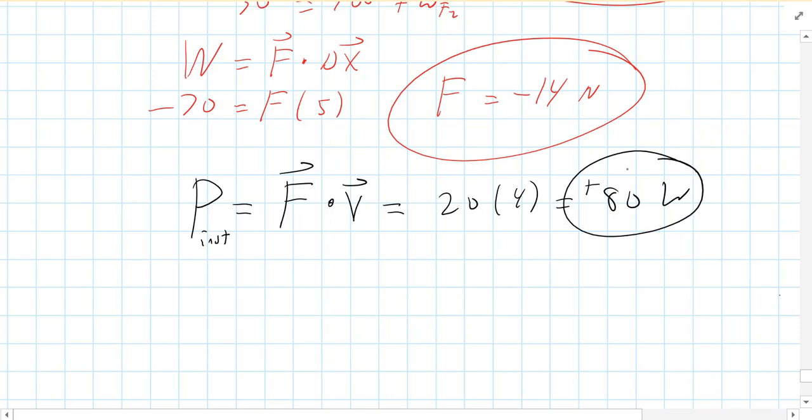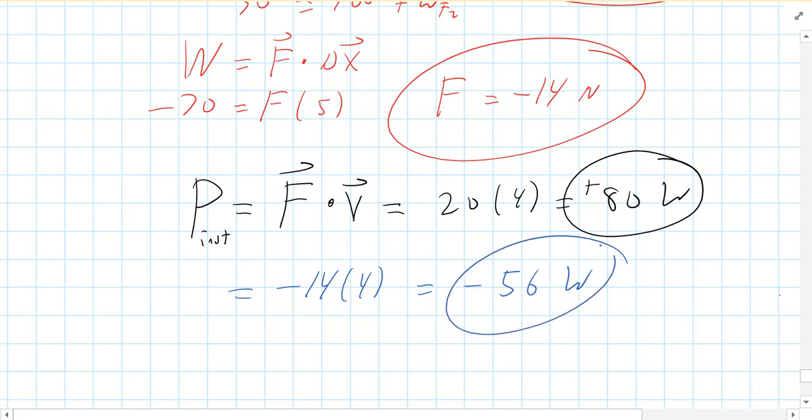And it's positive. The positive means that you're adding energy. That force is adding energy to the block at a rate of 80 joules per second. And then for force 2, it would be negative 14 times 4, which is negative 56 watts. The negative means that this force is sucking energy out of our block and turning it into something else at a rate of 56 joules per second. Overall, the total power is positive, so our block is still speeding up. All right, so I hope that example is helpful, and thank you very much.